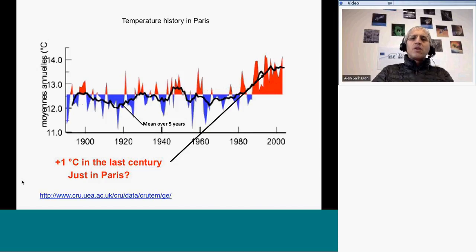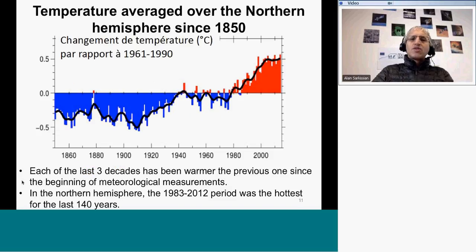So here is an example of the temperature history in Paris. And what you see is that in the past, I would say since 1980, it's getting warmer. In reality, what happened in Paris is that the temperature has increased by about 1 degree in the last 40-50 years. This is a sort of global phenomenon. This is the surface temperature averaged over the northern hemisphere since 1850. And what you see is that since about the 1970s, 1980s, it has been getting much warmer. And clearly, that has implications for the climate and for life on Earth.